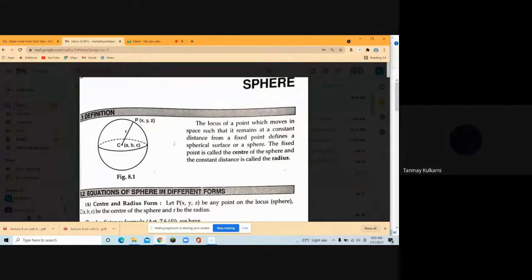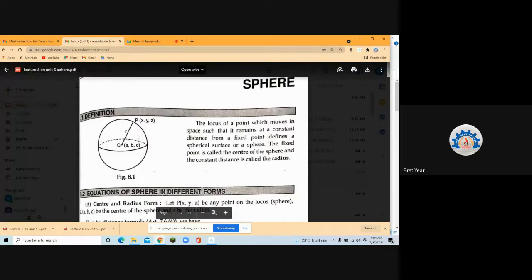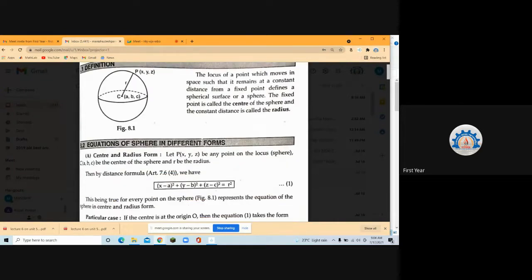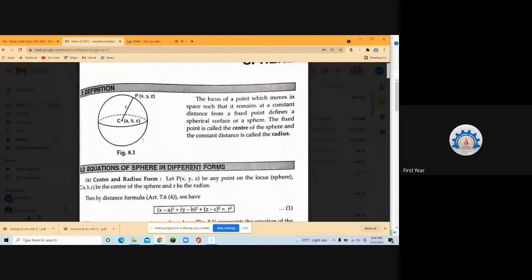Yes, ma'am. So basically, we are going to talk about finding the equation of sphere today, and we'll see how we get the equation of sphere in different forms. What do you know till now about sphere, or rather, about circle? What is the equation of circle in center radius form?